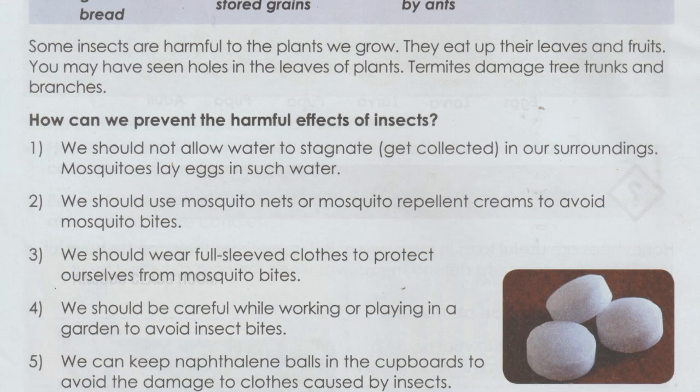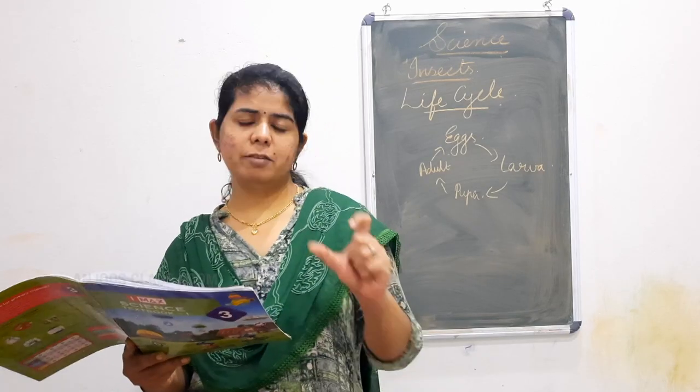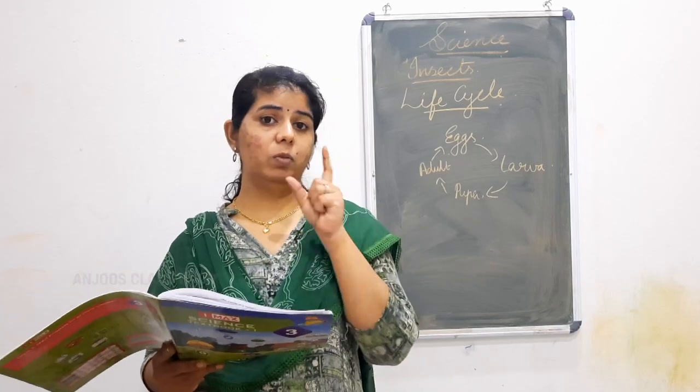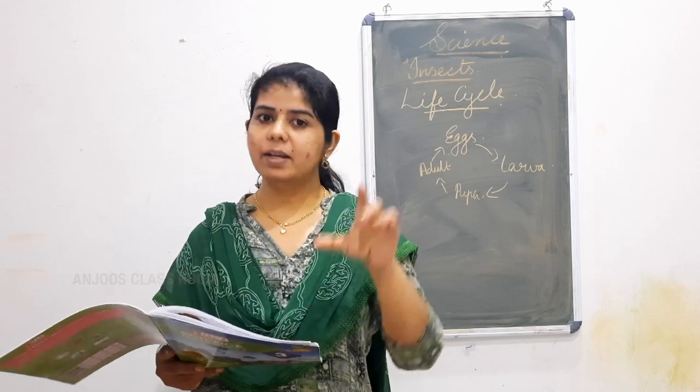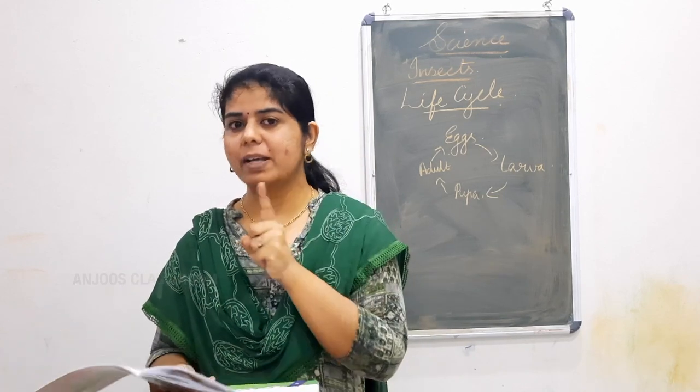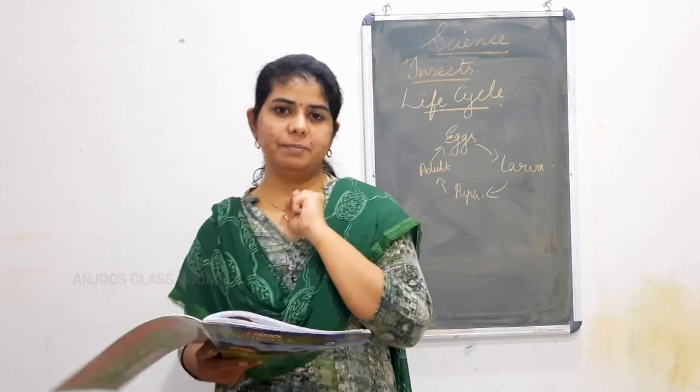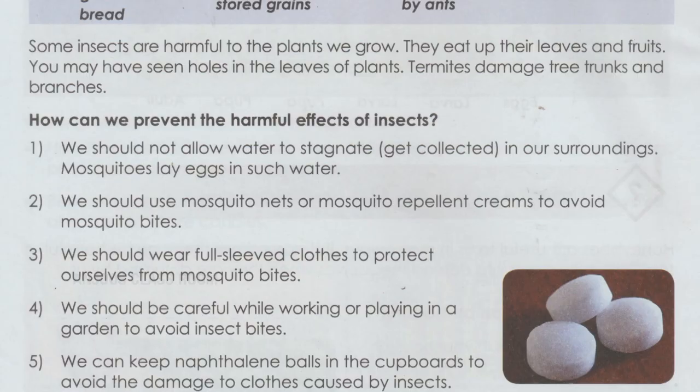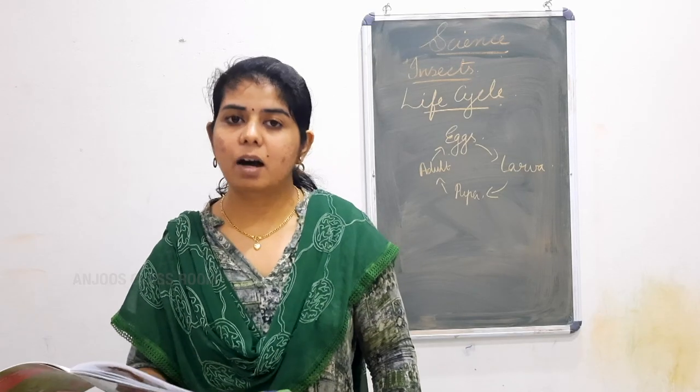Yes, some insects are harmful to the plants we grow. They eat up their leaves and fruits, and you can see some holes on the leaves of plants. But one of them is a friend of the farmers. Find out which is an insect. Find out one more example for a useful insect. Okay, so then termites eat the damaged tree trunks and branches. That is the harmful insects.